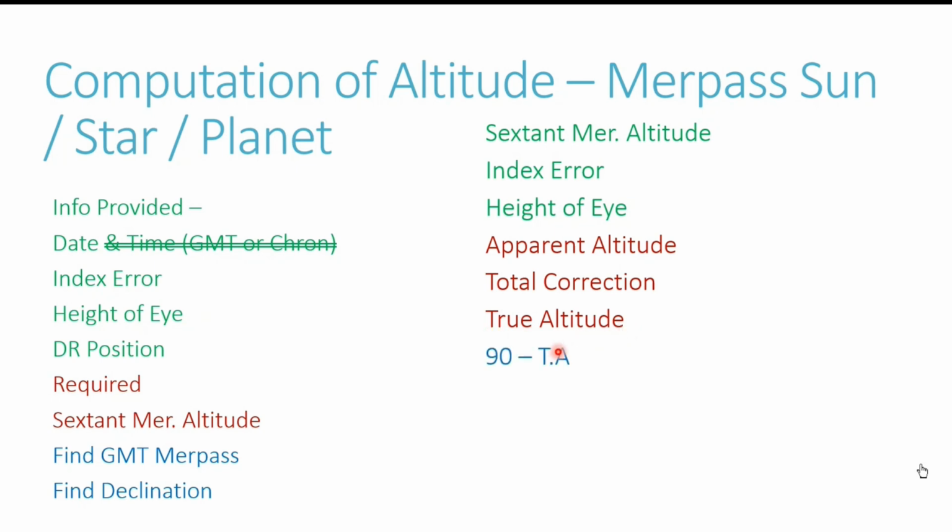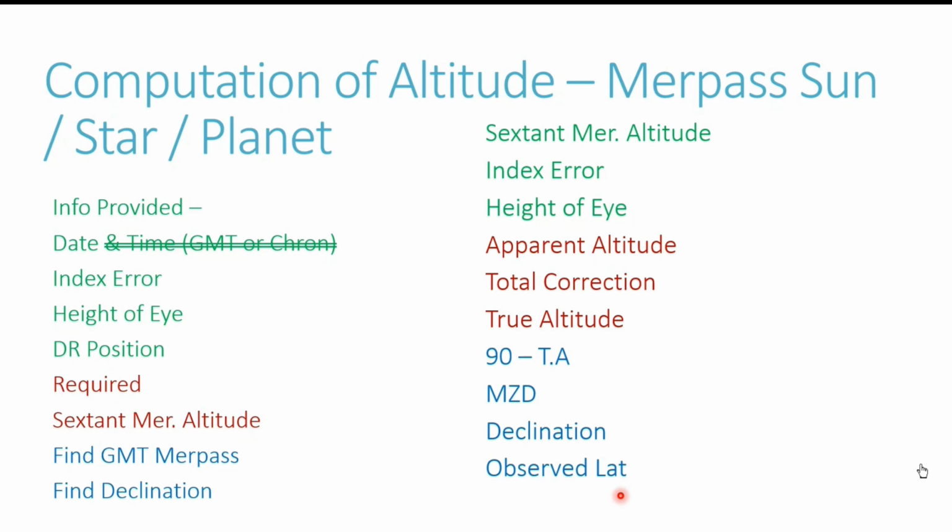Now 90 minus true altitude gave us the MZD, which is the meridian zenith distance of the body. This MZD we combined with the declination of the body. In some cases, they were added up. In some cases, one of them was subtracted from the other. And once we combined these two, we got the observed latitude. So this is the procedure which we follow in a meridian passage observation.